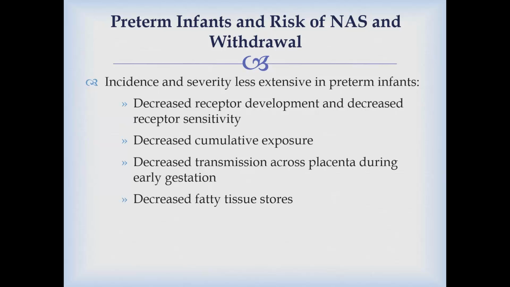And the hypothesis for this is that there are decreased receptor developments and decreased receptor sensitivities in the preterm infant. There's decreased cumulative exposure in the preterm infant, decreased transmission across the placenta during early gestation, and decreased fatty tissue stores. And we know that opioids are lipophilic molecules. In terms of pharmacokinetics, withdrawal is a function of the half-life of the opioid.